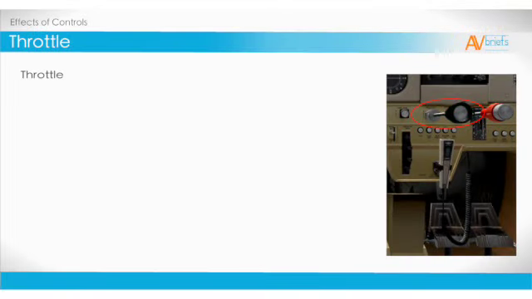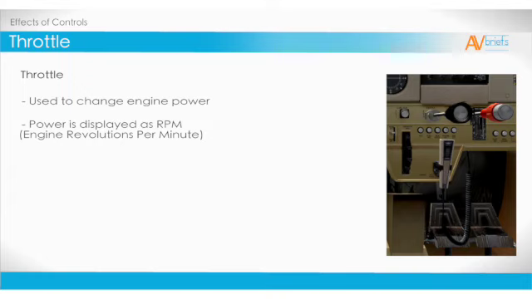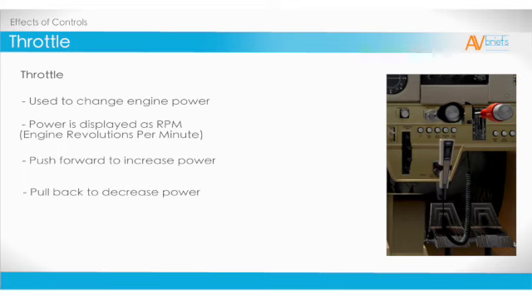The throttle is an important control, as it's used to change engine power. Power is displayed as RPM, or revolutions per minute of the engine. The more times it revolves or rotates, the more power it outputs. Push forward to increase the power, and pull back to decrease the power. Different airplanes have different ways of changing the power. Some have a lever, and some have a plunger type as in this example. Almost always, you push forward for more power.